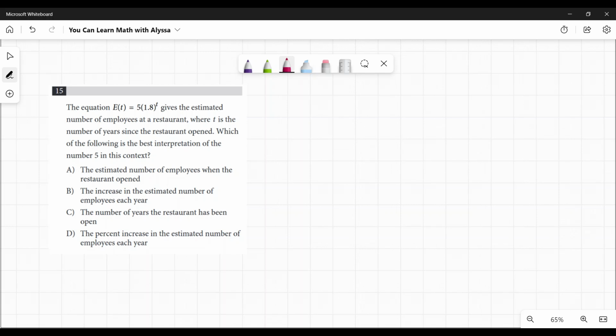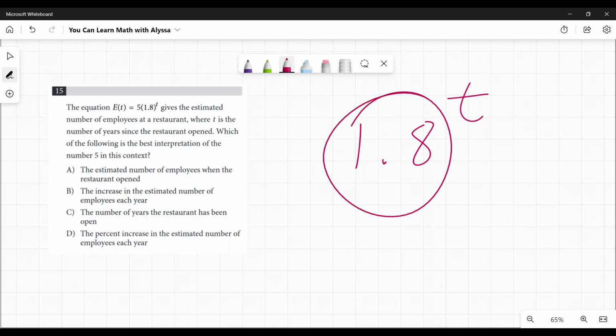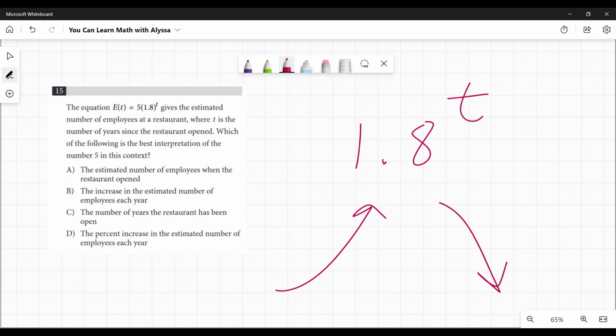So t is the number of years, and t is that exponent. So we have this 1.8 to the power of t. When we're multiplying something, we see that the number of years here is the power. This kind of thing is showing an increase or a decrease every year. This, because it's greater than 1, is showing an increase every year. When you're saying here the estimated number of employees, we can assume that the number of employees would either increase or decrease every year in this context.